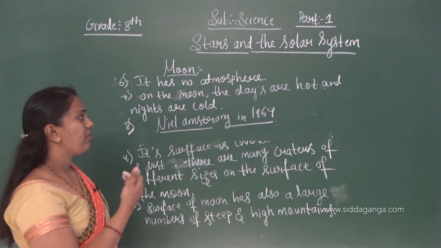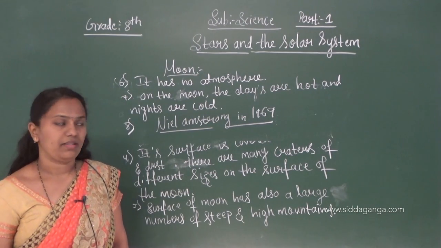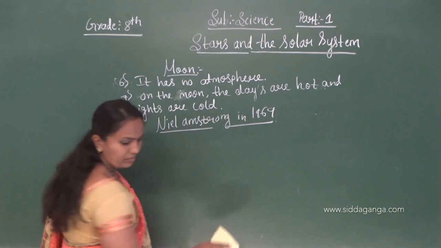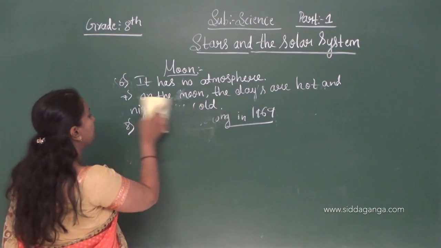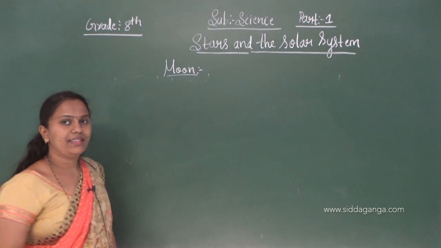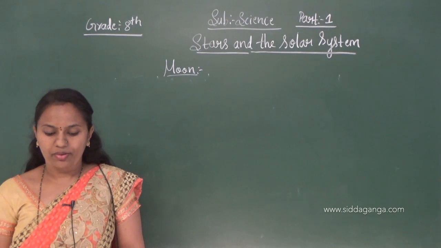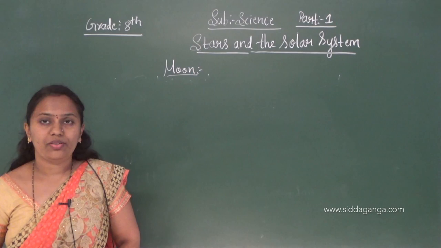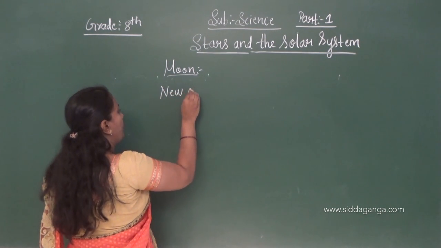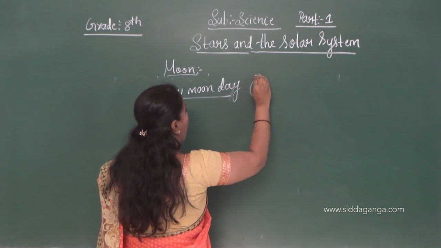Okay, so that is how we are able to see the moon, due to the reflection of light from the sun. The next one is the phases of the moon. On one day we are not able to see the moon, is it? Have you observed the sky clearly, day by day? Then you can come to know that on one day we are not able to see the moon. That day we call the new moon day, means the moon is not visible to us.